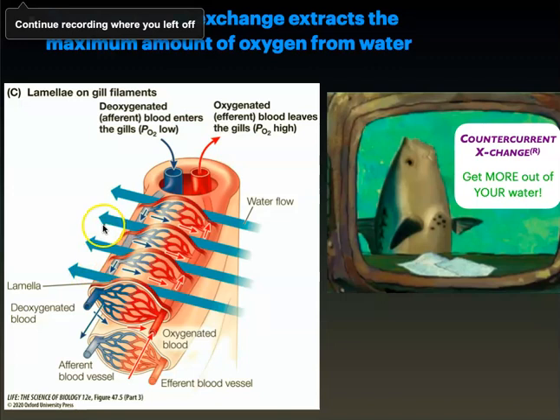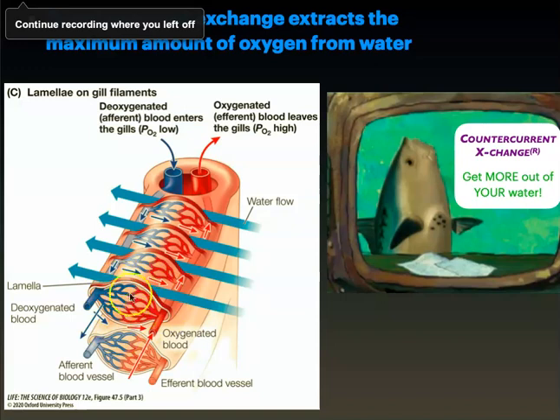So this is great. This is maximizing the amount of oxygen that's taken out of this water. Then on this side, we are minimizing the amount of oxygen that's lost to water, because the blood will flow into these lamellar gill filaments, this tissue that's very thin.